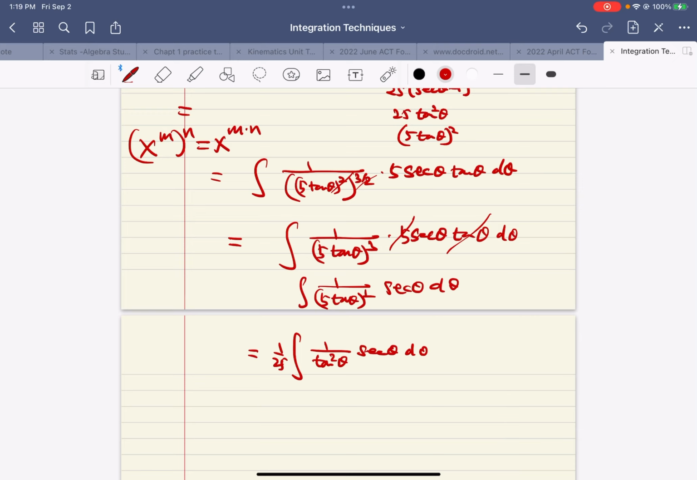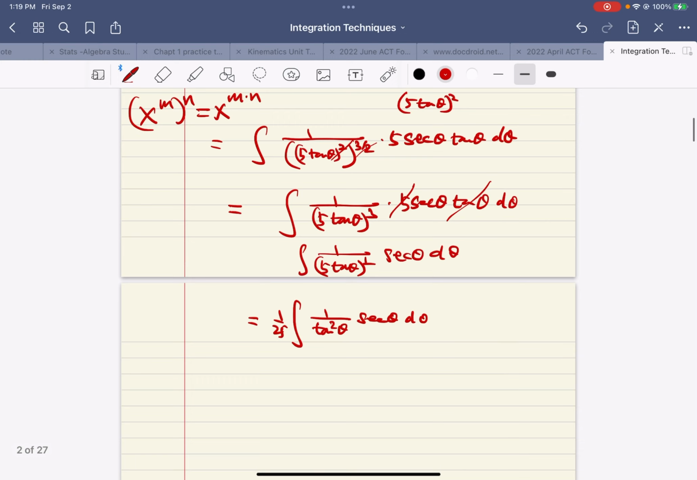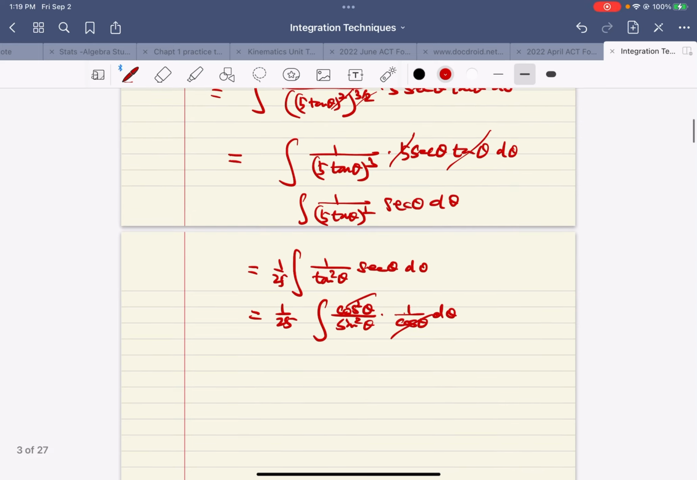Okay. Now, what is the next step? You can change into sine and cosine only. So 1 over 25, tangent is sine over cosine. So this one is 1 over tangent, so cosine squared theta over sine squared theta, times secant, which is 1 over cosine theta d theta. So one of the cosines cancels out. 1 over 25 integral, then you can say cosine theta over sine squared theta d theta.